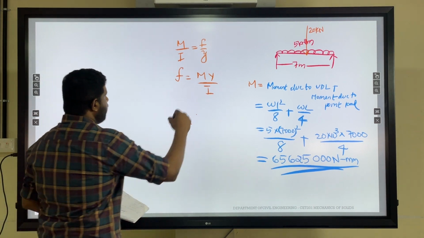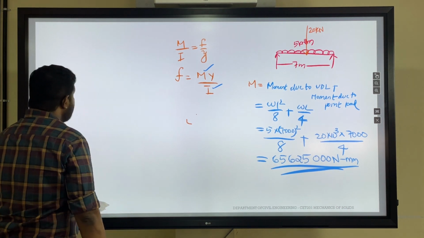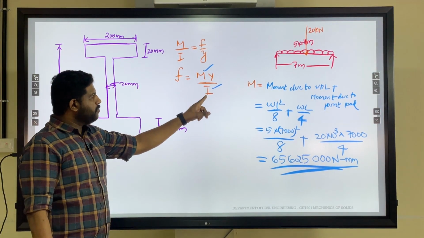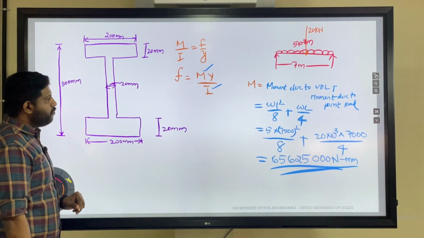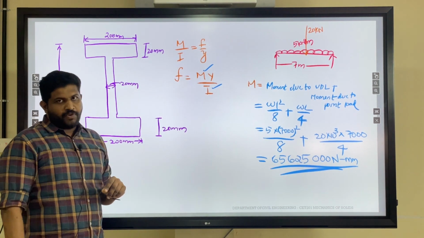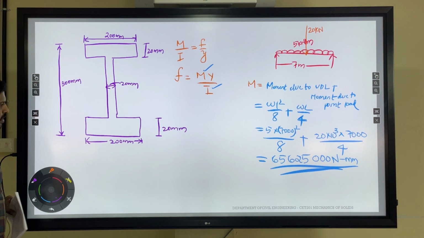Now we have the value for moment. Now we want to calculate I. For calculating I, we want to draw the I section. Next we want to calculate the moment of inertia of this section, and for that we use the parallel axis theorem.